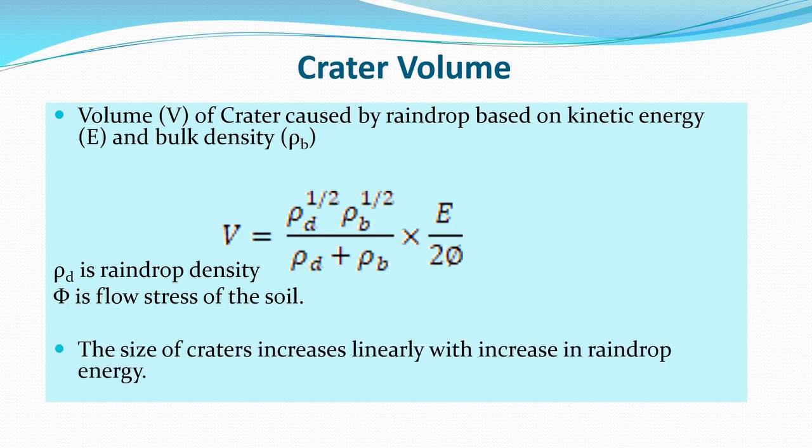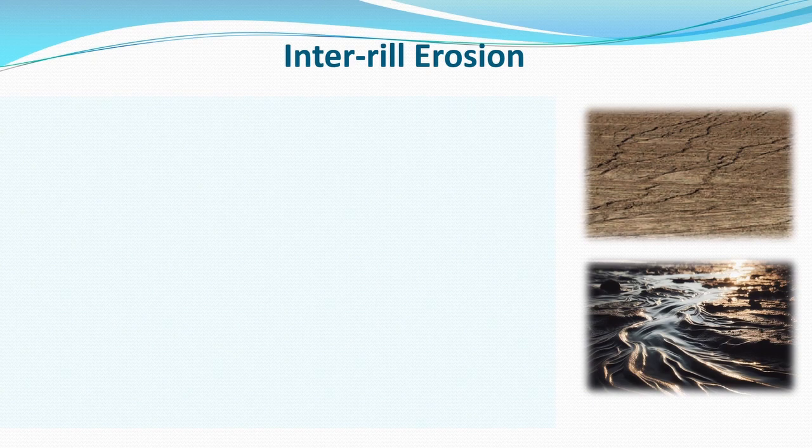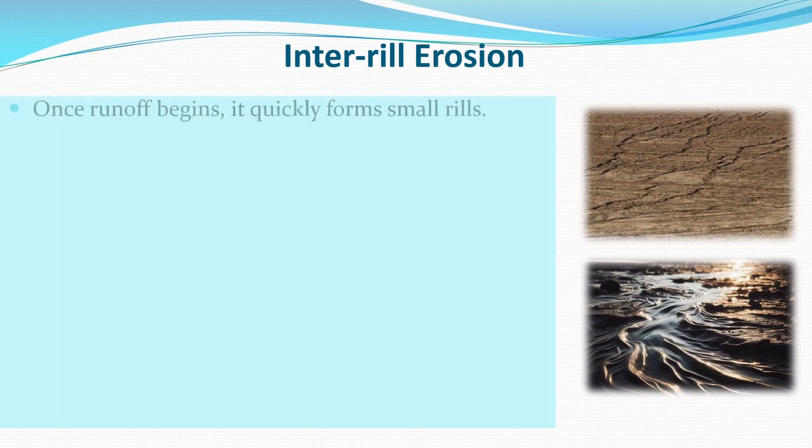Phi is the flow stress of soil. Rho b is the bulk density. The size of craters increases linearly with increase in raindrop energy. Once rainfall initiates, small rills start forming on the land.